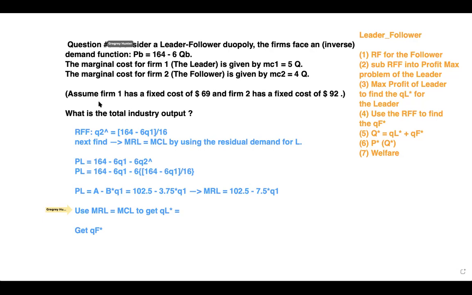Okay, Tommy, how are you doing? I think I got the answers. Okay. So Tommy, tell us, what did you get for our QL star, which is what our first line there. QL star got 14.64. Okay.